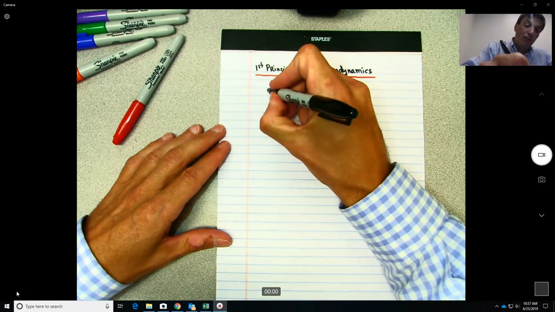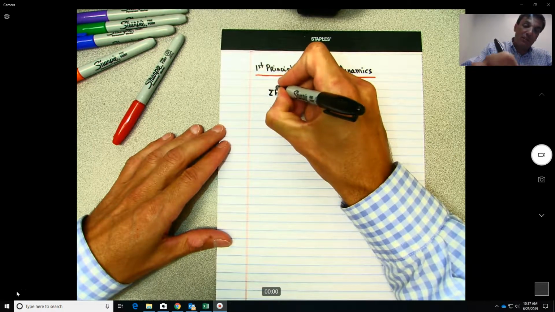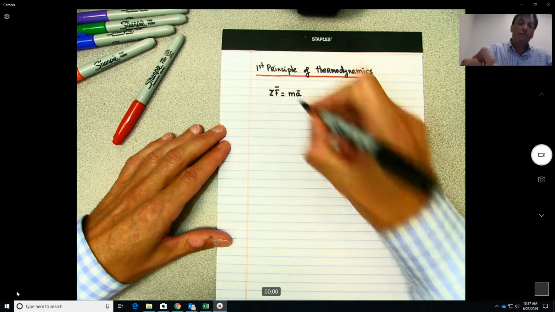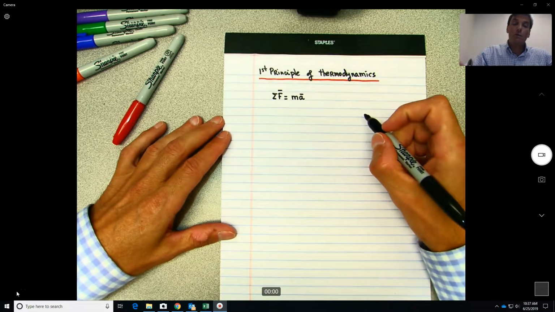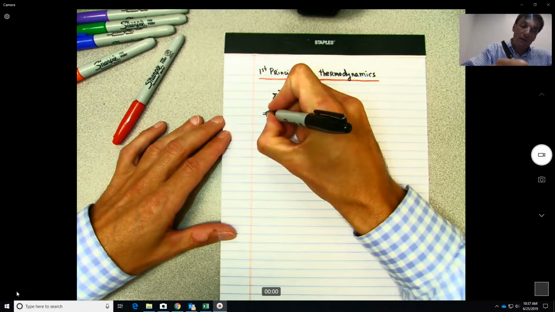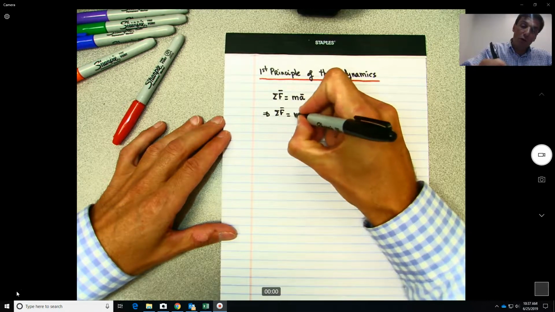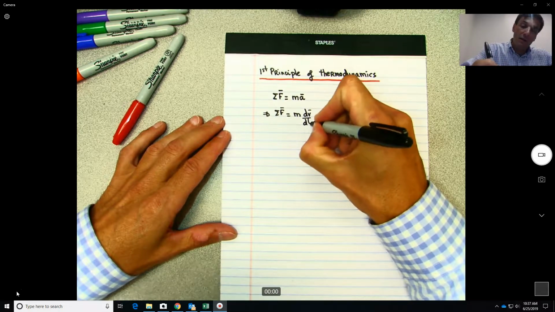So the definition of dynamics is what? Is summation of forces equals to ma. So this is the starting equation. We know that we can rewrite this as summation of forces equal to m dv dt.